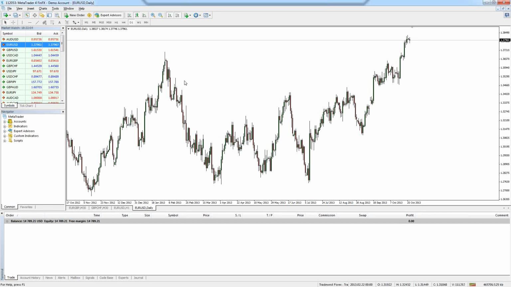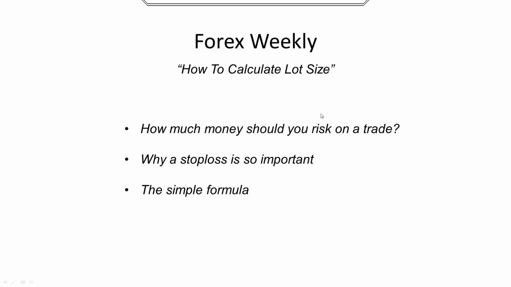So the next part is, if we go back over here. Now that you have an idea how much money you should be risking on a trade, you'll take your balance. Say you have $10,000 and you determine you're going to risk 1%. Well, that's going to be $100. Once you've figured that out, the way we get down to this formula is there's another step here. We have to figure out the stop loss. So let's talk about the stop loss and why that's so important in all of this.